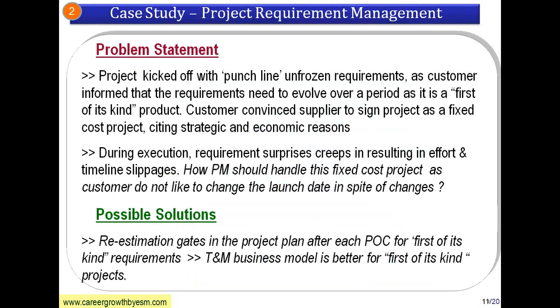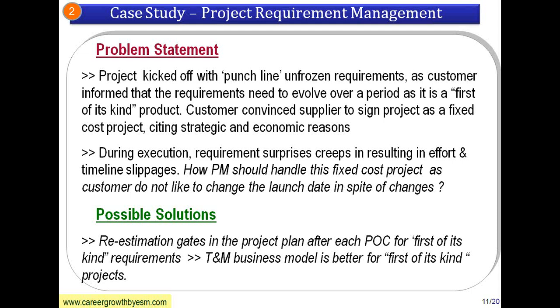The customer convinces you to sign the project as a fixed cost project. Let's take it's a fixed cost project, saying that this is of great strategic importance and economic importance to them. So you better accept this as a fixed cost. Because the supplier accepted it, you started execution. During the execution, the requirement creeps. There are a lot of surprises and creeps in the project, which is affecting the timeline. So how should a PM handle this fixed cost project without antagonizing the customer, without making the customer unhappy? That's a tricky one.